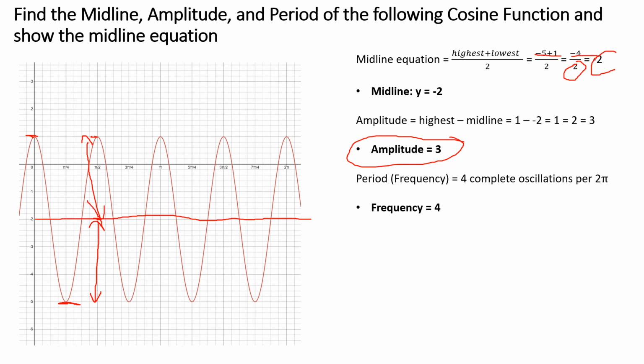And then how many times does it go to a complete, its original beginning, to its highest or its lowest point per 2 pi? Well, here's 2 pi right here.